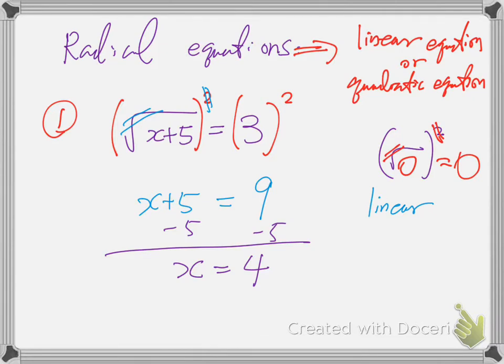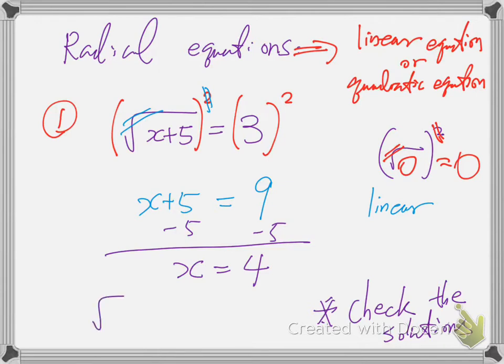So this number 4 may not be the solution for our radical equation. So now we have to check it. This is very important. The difference between linear equations, quadratic equations, and radical equations is you have to check the solutions. How to check? You plug the number 4 back into the original radical equation.